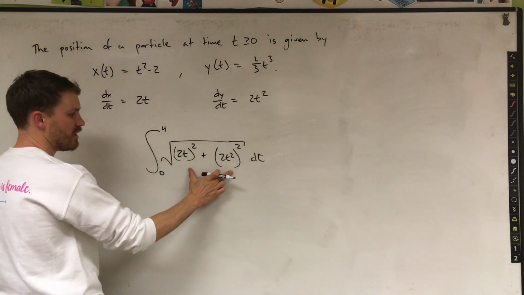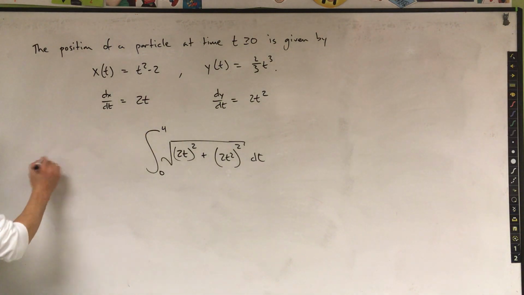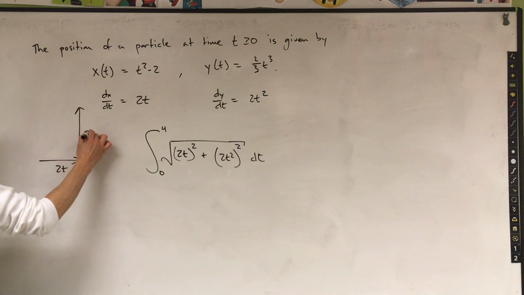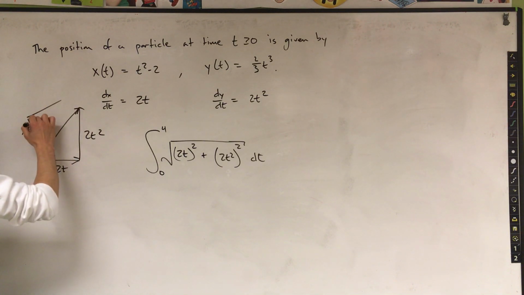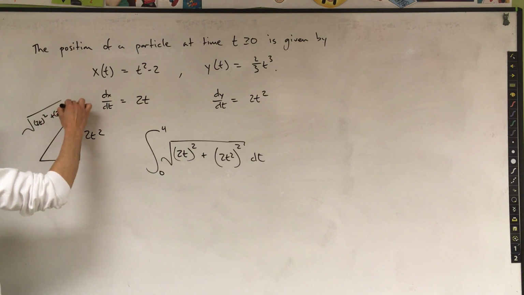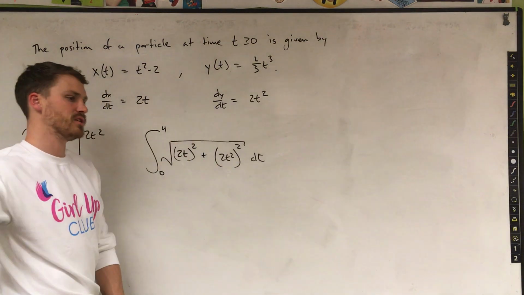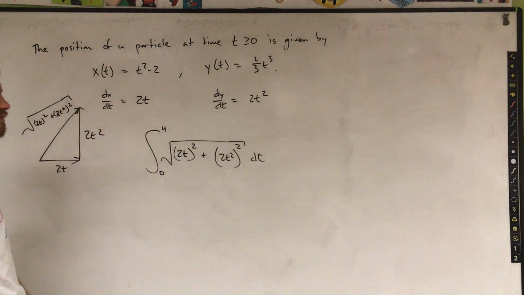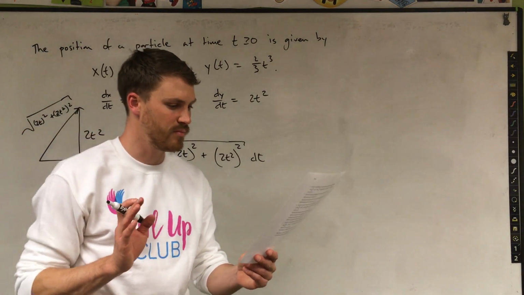This gives me a formula for the speed at any time t, because I have dx/dt, which is 2t, and dy/dt, which is 2t squared. So my speed is the square root of (2t) squared plus (2t squared) squared. If I take all my little speeds, multiply by times, I get total distance traveled between time 0 and 4. Fortunately, I don't have to find that integral, I just have to set it up.